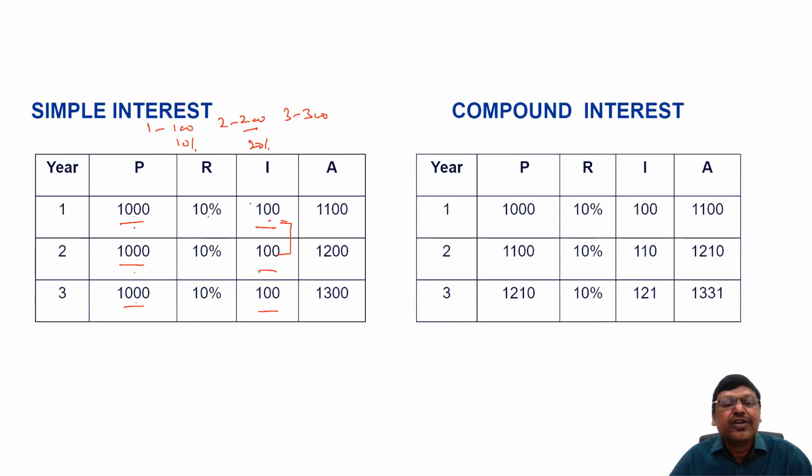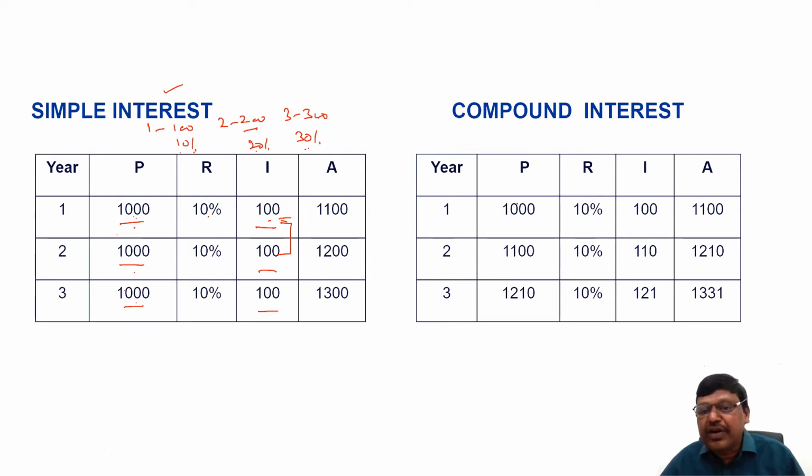20% of 1000. So for 1 year if it is 10%, for 2 years together it will be 20% of the principal. For 3 years together it is 300, which is nothing but 30% of the principal. So for 1 year if it is 10%, for 2 years 20%, 3 years 30%. This is in simple interest.